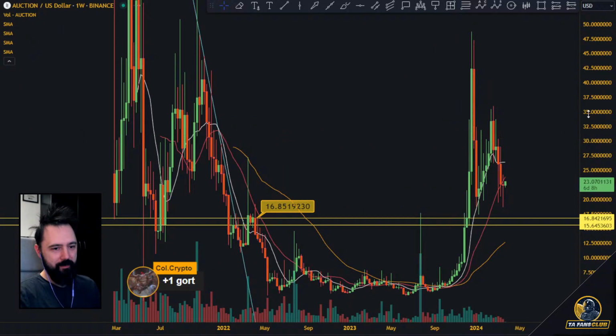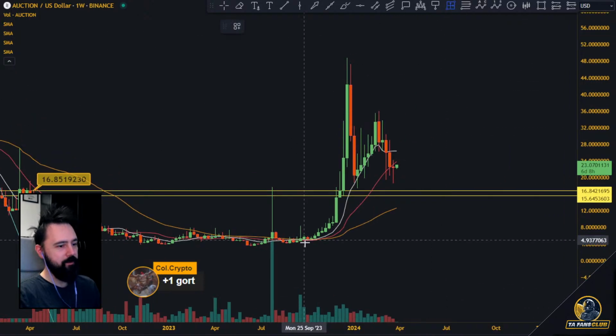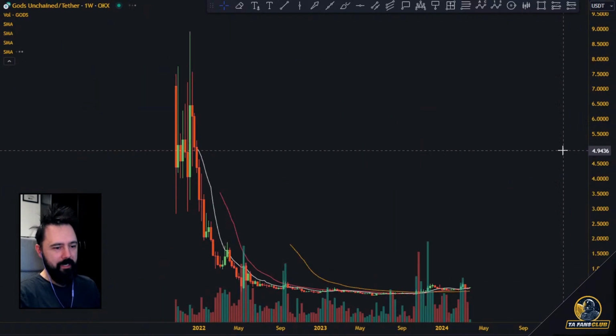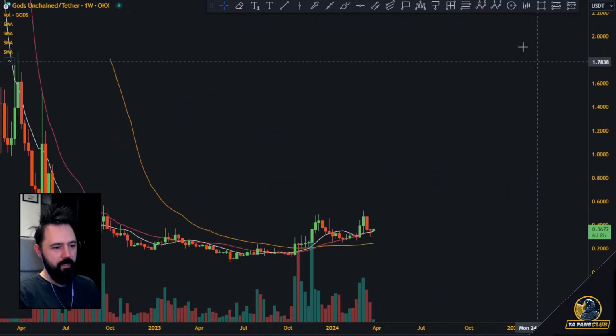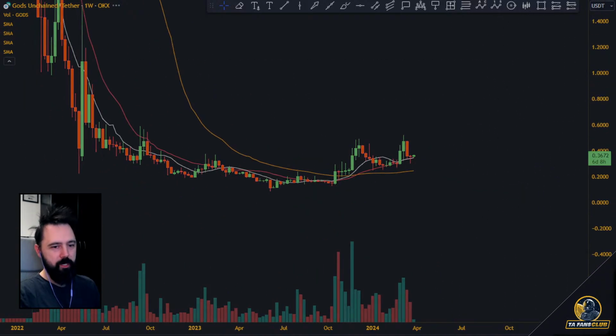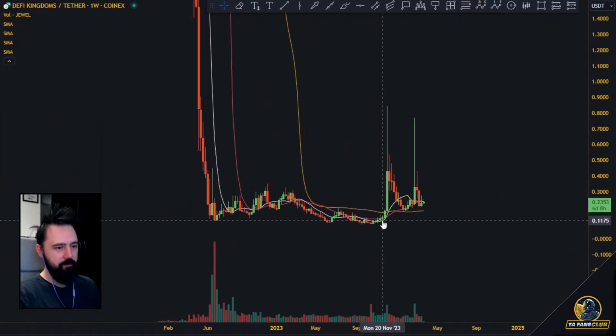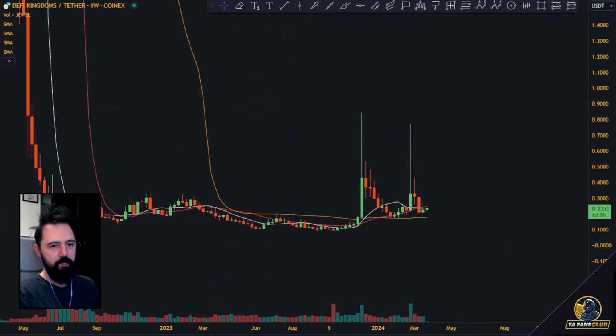So let me see. What's this over here? Auction. Auction is up 10x. Gods, how is Gods doing though? Gods is actually a legit game, but it's not pumping. The games are not pumping. Joule! Remember Joule, guys? This is also a game. I don't like the chart. Let me see what else I have here.